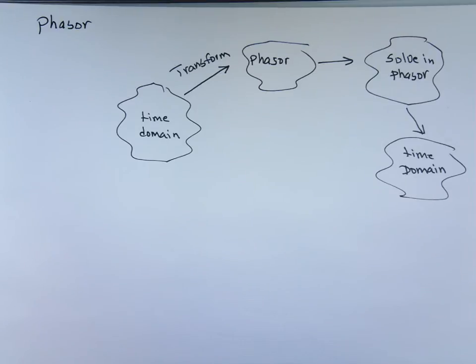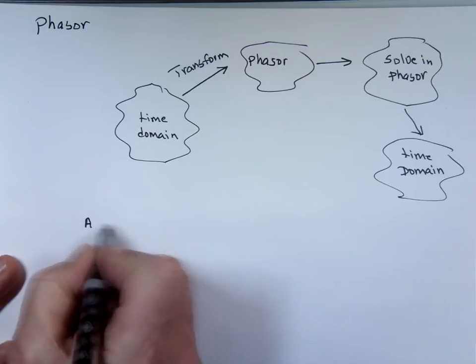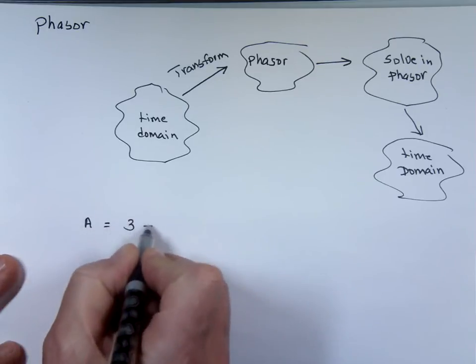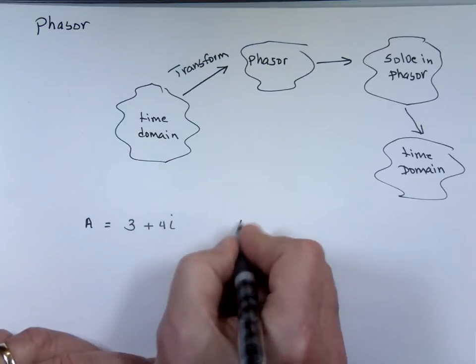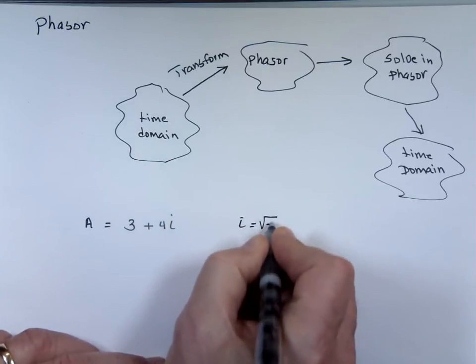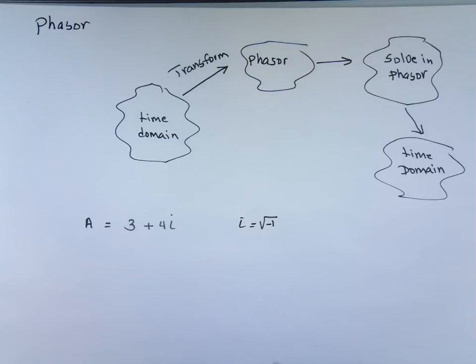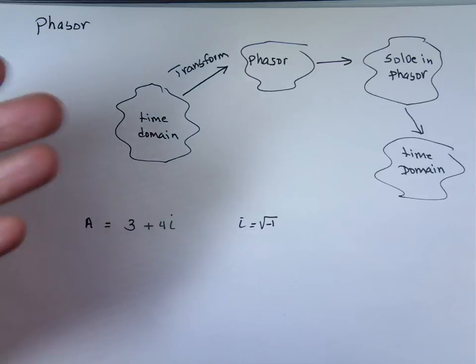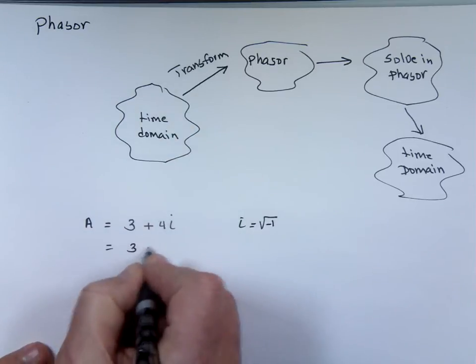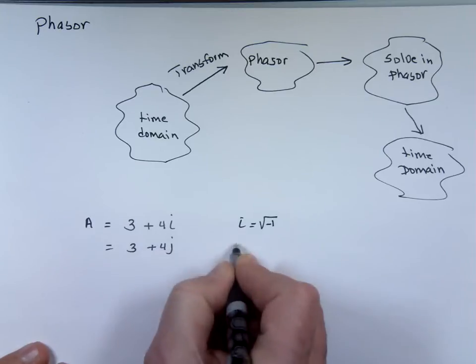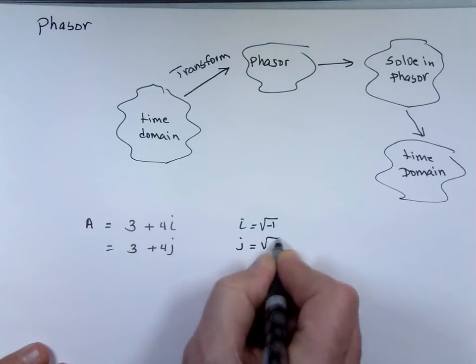A complex number usually has a real portion and an imaginary portion. So the complex number a, for example, might be 3 plus 4i. We use i or j, which is the square root of minus 1. You might see us in circuits use j instead of i. Why? Because we use i for current. So in circuits, a lot of times you'll see that written as 3 plus 4j instead of i, where j is the square root of minus 1.